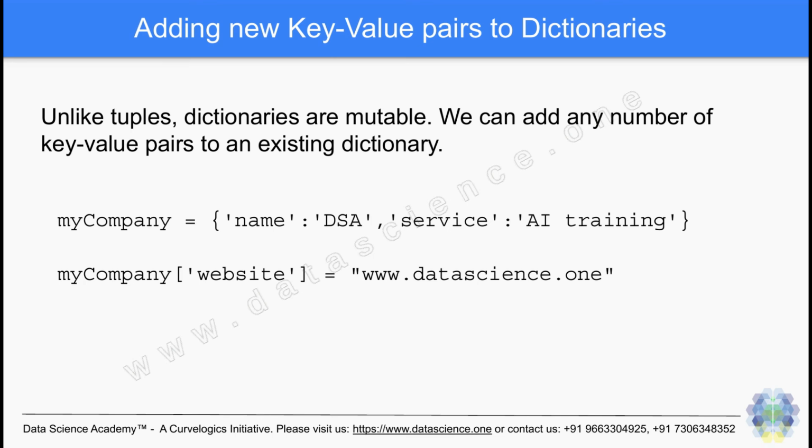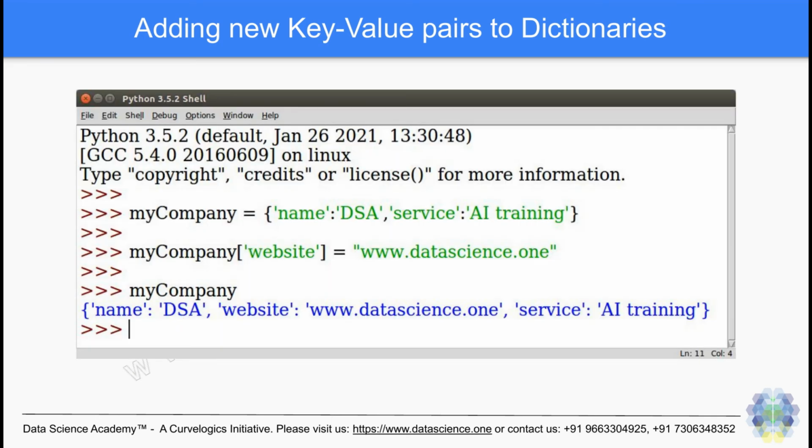Unlike tuples, dictionaries are mutable. We can add any number of key-value pairs to an existing dictionary. We will add another key-value pair to our already existing dictionary called myCompany. We are adding the company's website as the new key, and www.datascience.1 as the new value.